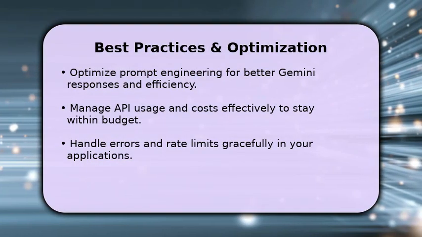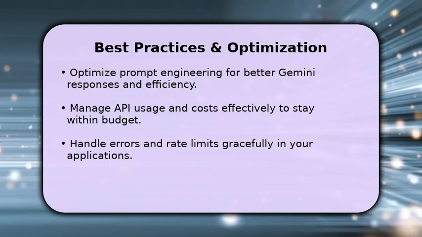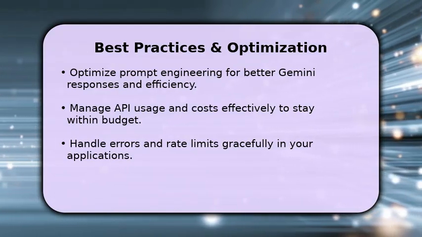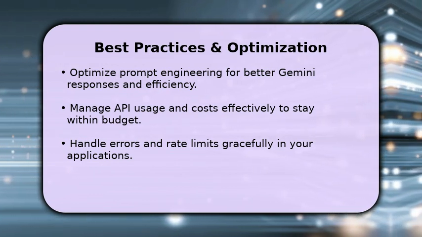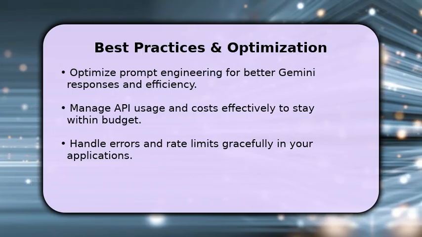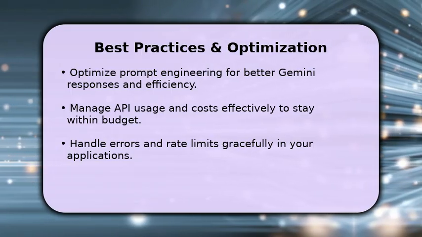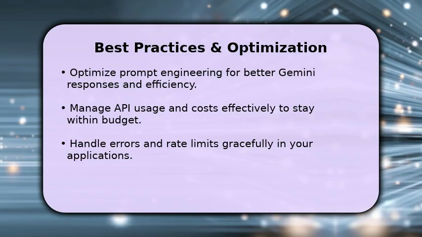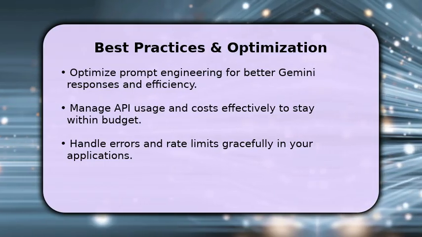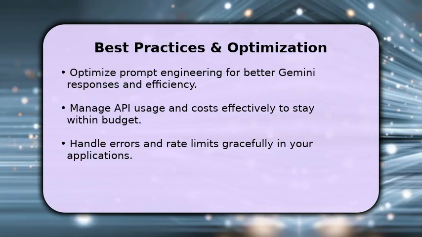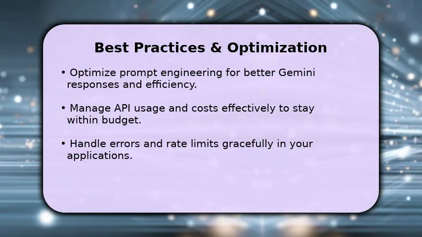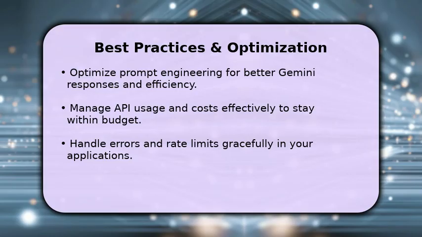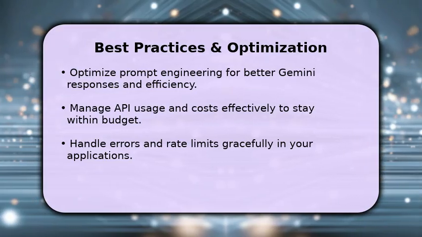To get the most out of Gemini with Langchain, focus on best practices. Optimize your prompt engineering to elicit the best responses and improve efficiency. Carefully manage your API usage and costs to avoid unexpected expenses. Implement robust error handling and rate limit management for stable applications. Finally, explore the various Gemini models available to find the best fit for your specific project needs.